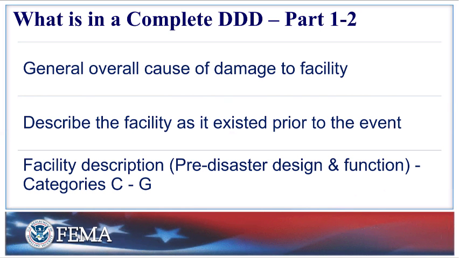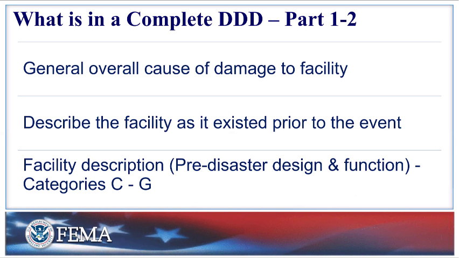What's in a complete DDD? Part 1 and Part 2 continue. So we have the overall cause of damage to the facility. We want to be as detailed as possible. When we're describing that facility, describe the facility as it existed prior to the event. We want to include the information related to the condition of that facility prior to the event and its pre-disaster function. And then the facility description, again, we talked about that.